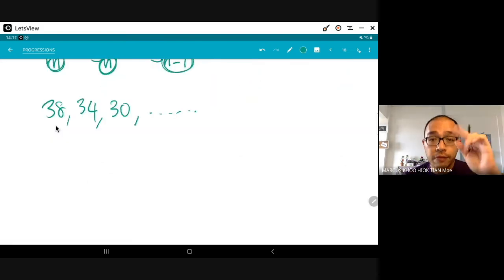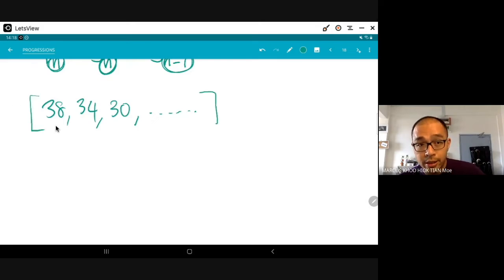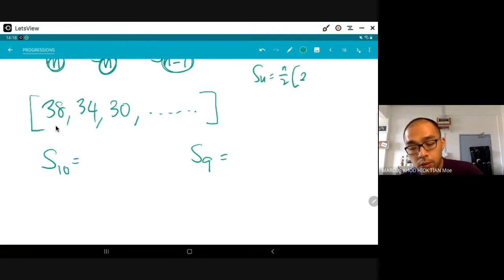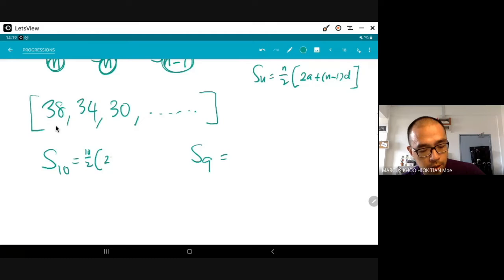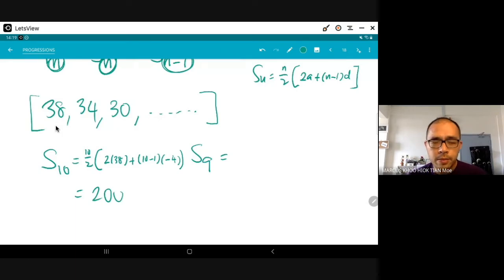So let me give you this. First of all, in this arithmetic progression, somebody please find for me what is S10 and what is S9. Carikan dulu. Sn equals n over 2, 2a plus n minus 1 d. Tolong carikan dulu saya S10 and S9. 10 over 2, 2 times 38 plus 10 minus 1, the d is negative 4. Okay, fine, 200. What is S9?